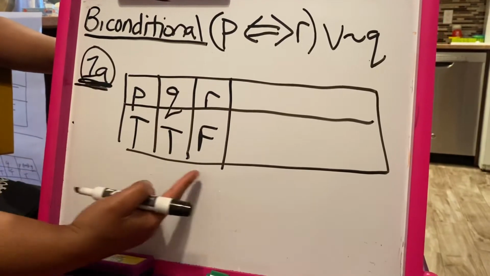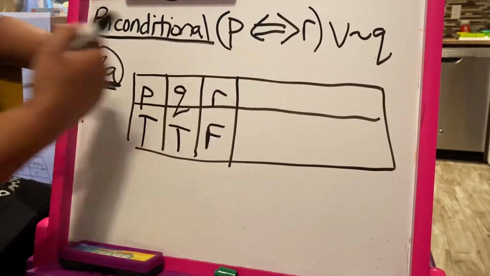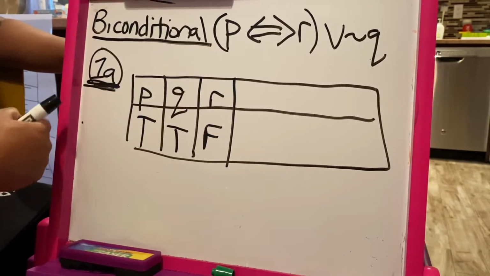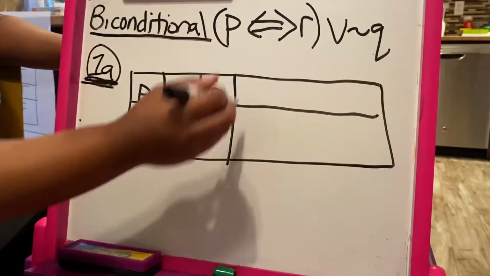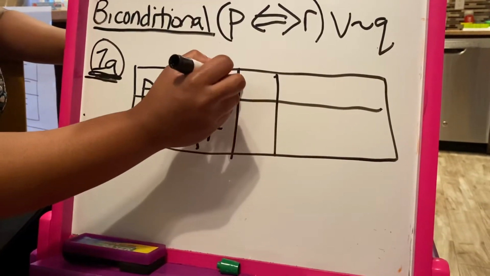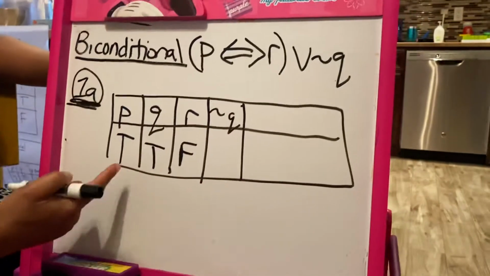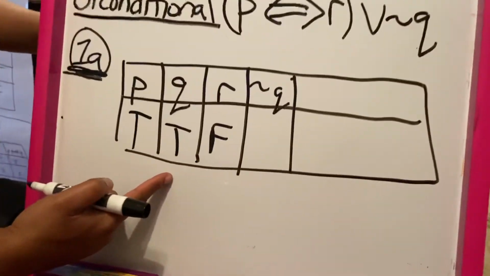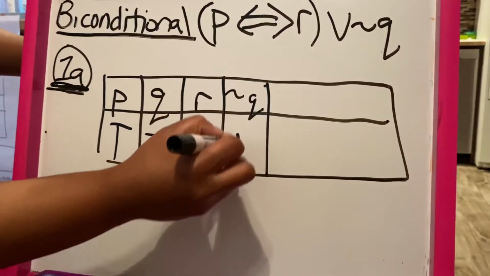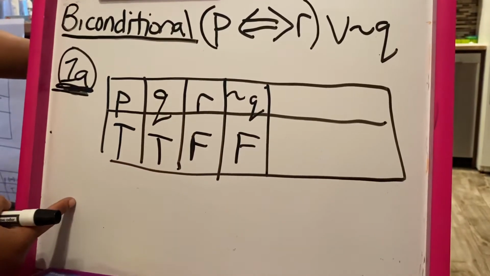Then, after you write the truth value of each of the statements, then you're gonna do your negation. I only have one negation, not Q. I know that Q is true, therefore not Q is the opposite, which is false.